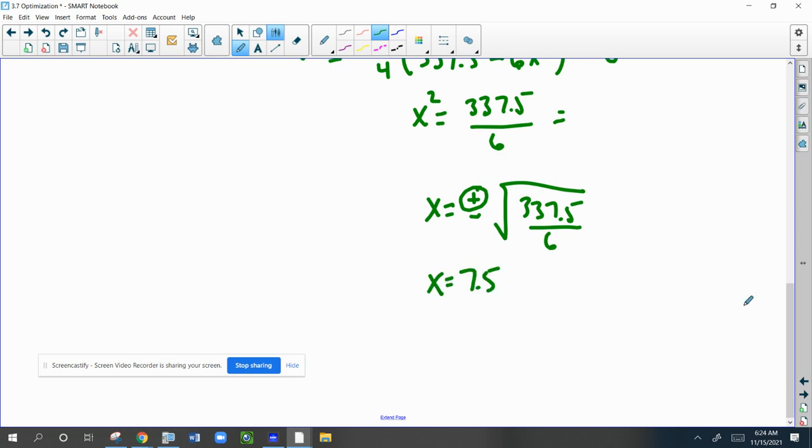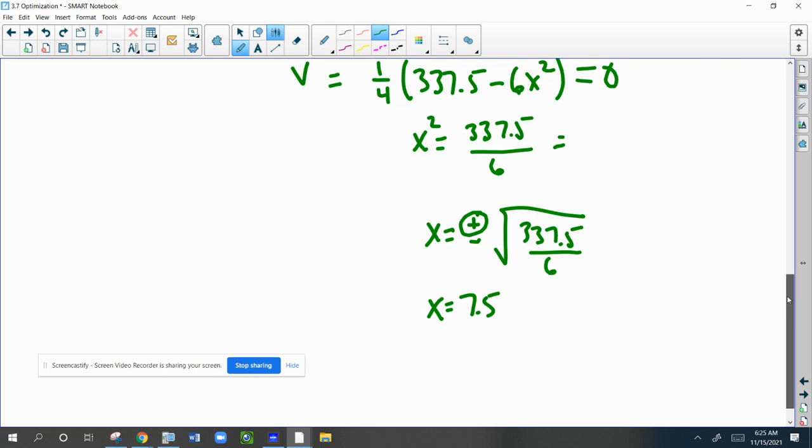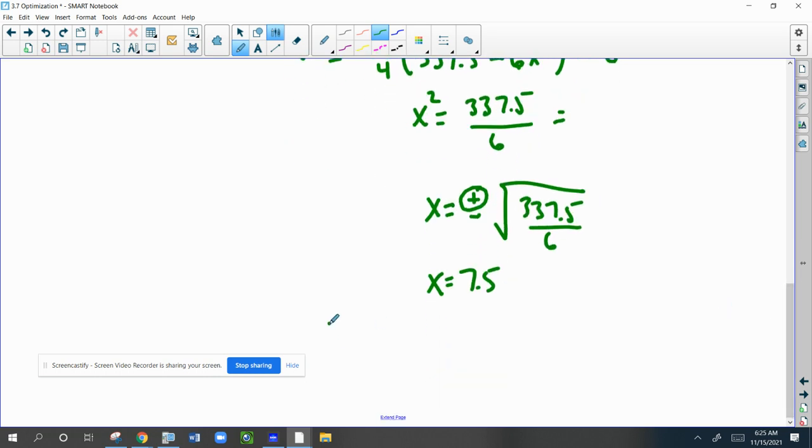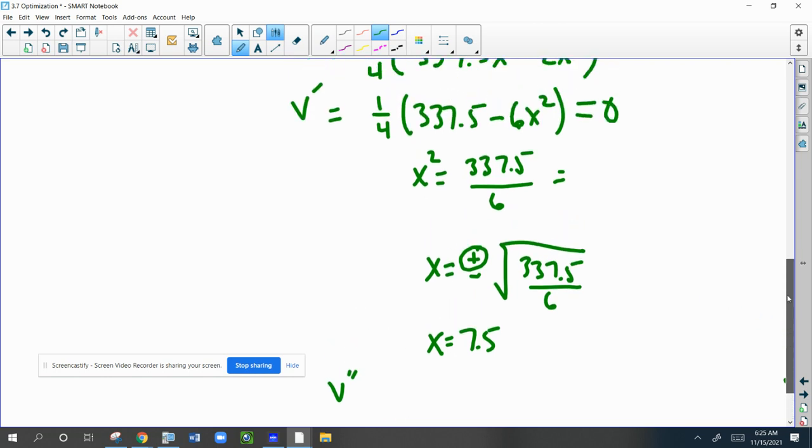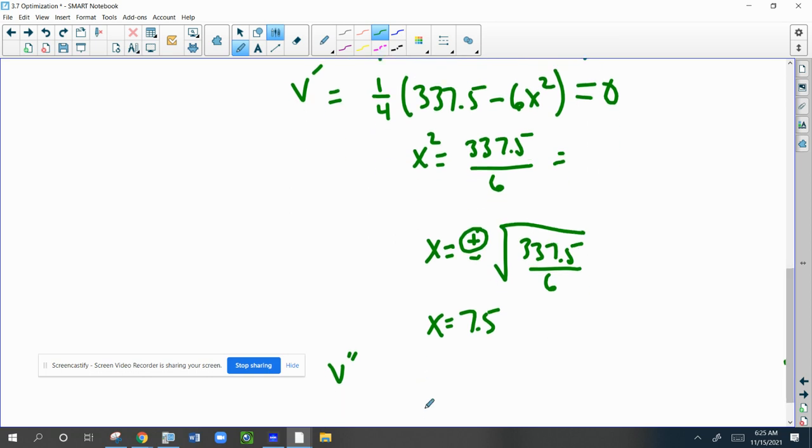So now it's asking for dimensions, but first of all, we have to determine, does this actually produce a maximum volume? So I'm going to use the second derivative test. This critical number of 7.5 should produce a negative value. So here's the first derivative up here. The second derivative is going to be 1/4 times a negative 12x. So if you plug in 7.5, that's going to be a negative. So that would be a relative maximum.